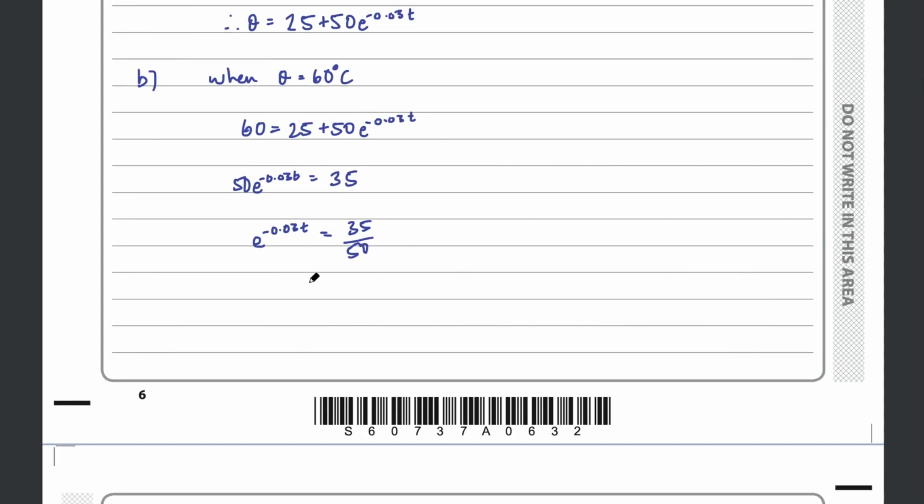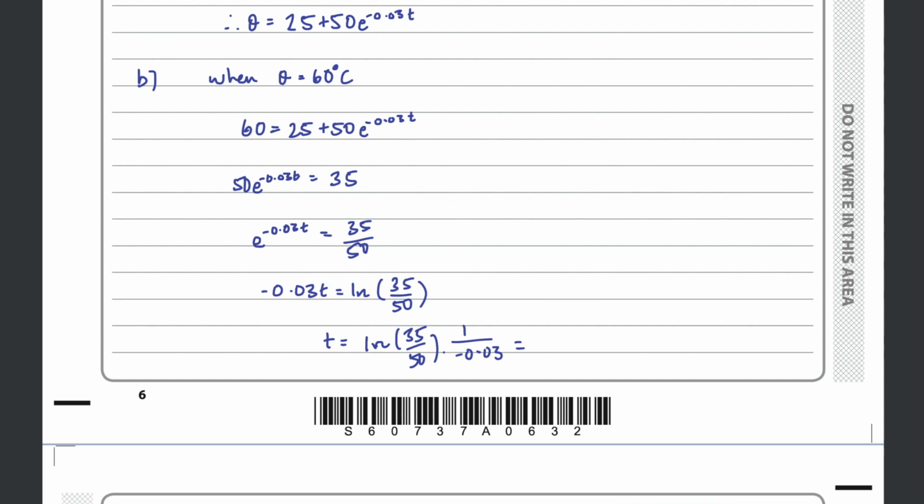And then we can take the natural log of both sides. So the natural log of e effectively cancels out that e. So on the left, we'll just be left with 0.03 t equals the natural log of 35 on 50. And then t is going to equal whatever this is divided by negative 0.03. So the log of 35 on 50 multiplied by 1 on negative 0.03.